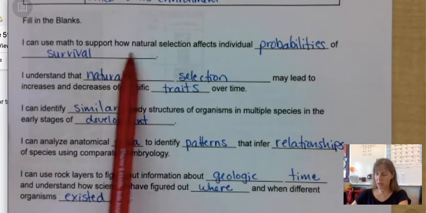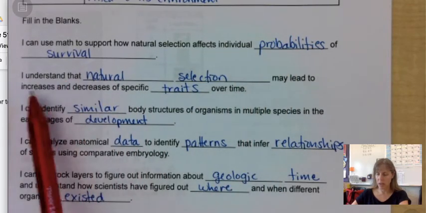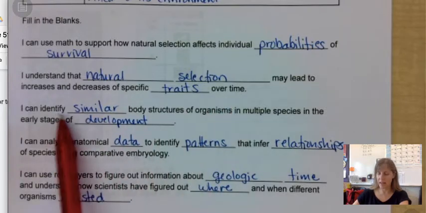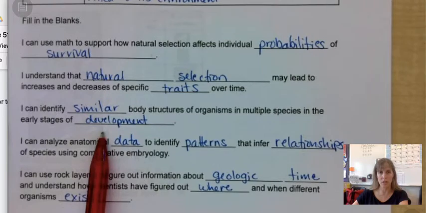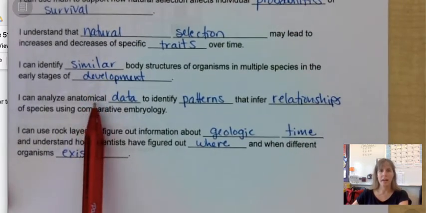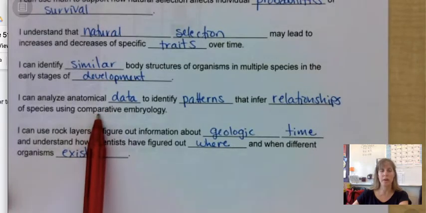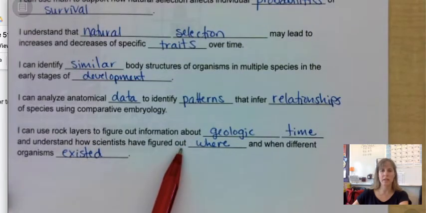So I can use math to support how natural selection affects individual probabilities of survival. I understand that natural selection may lead to increases and decreases of specific traits over time. I can identify similar body structures of organisms in multiple species in the early stages of development. I can analyze anatomical data to identify patterns that infer relationships of species using comparative embryology. I can use rock layers to figure out information about geologic time and understand how scientists have figured out where and when different organisms existed.